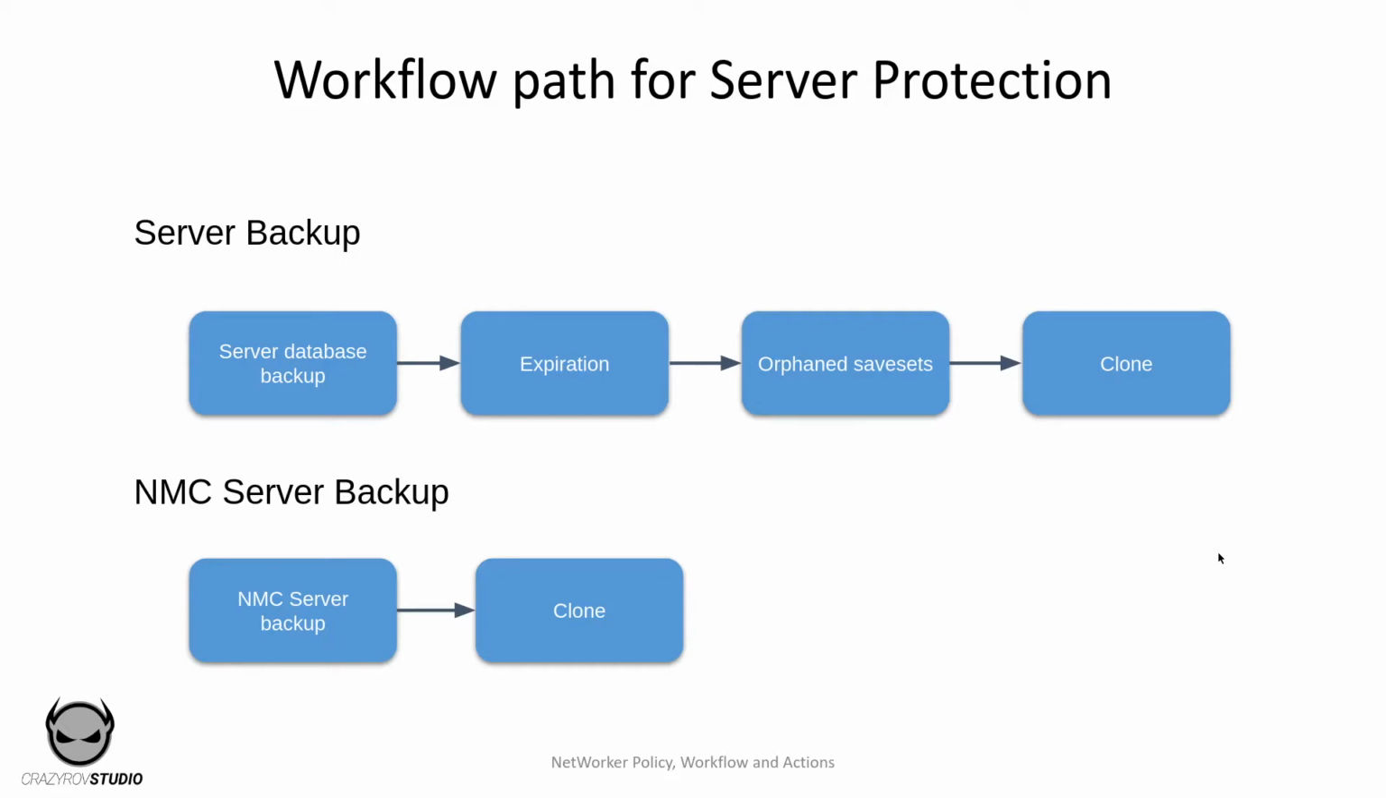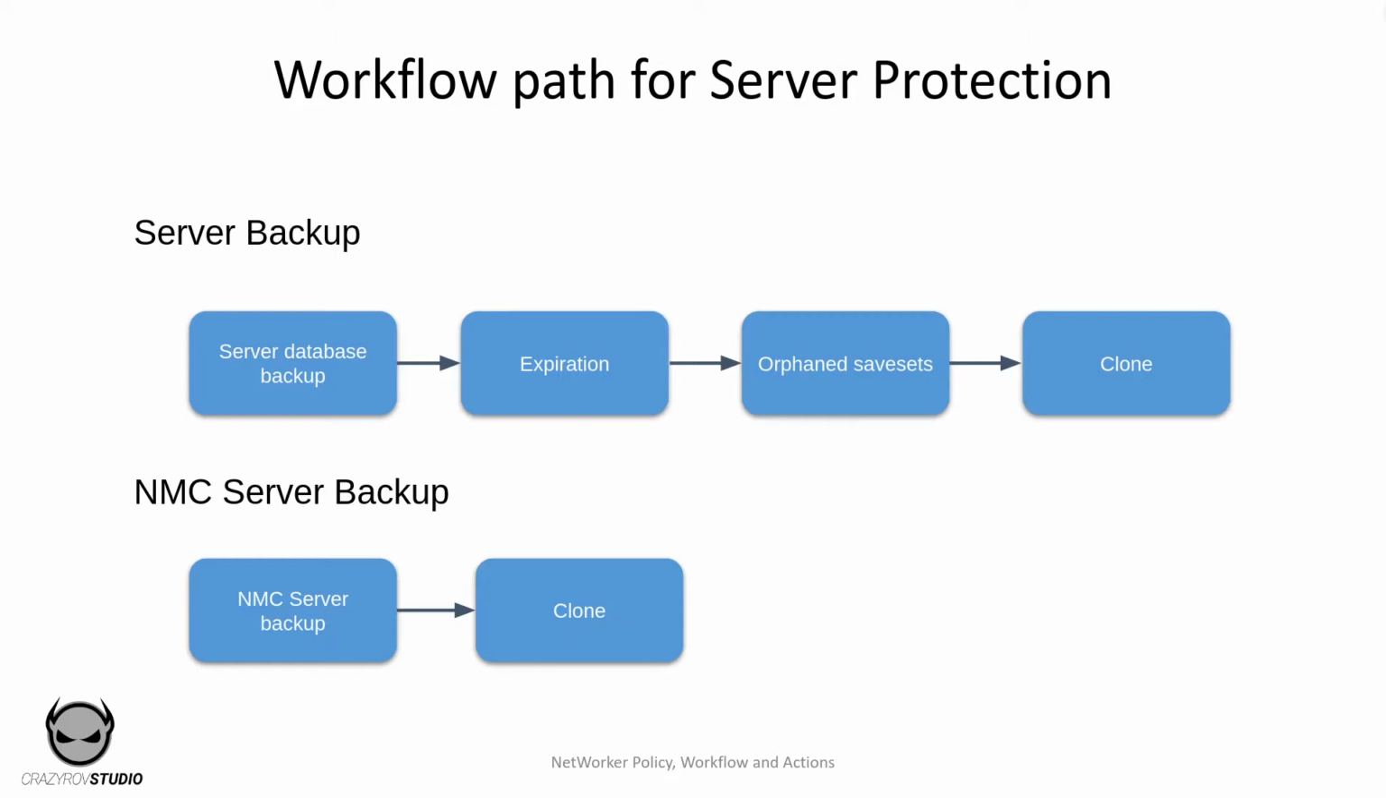Now let's take a look at one of such work lists, and this is called a work path. The work paths that you see on the screen are server backup and NMC server backup. When you install or upgrade the NetWorker server, the installation or upgrade process creates a server protection policy with two workflows for NMC and NetWorker server protection. The first workflow on your path is the server backup.